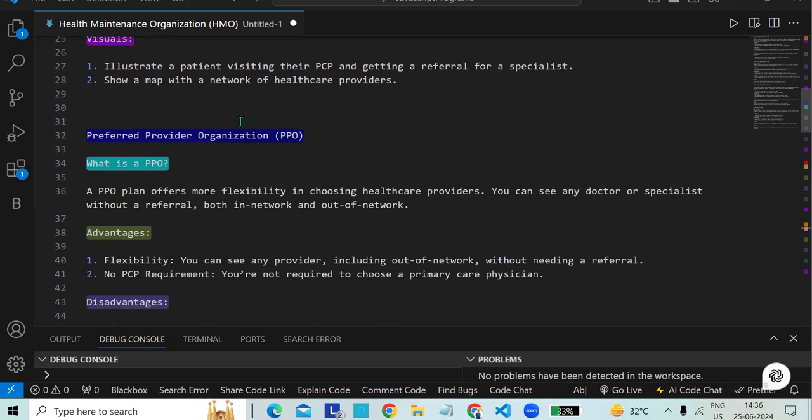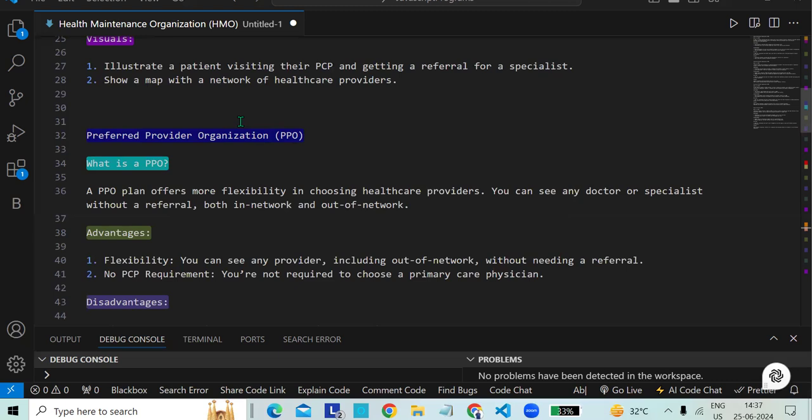I hope you understand. And the second one is the preferred provider organization plan, the PPO plan. So what is a PPO plan? A PPO plan offers more flexibility in choosing healthcare providers. For example, when insurance companies give the list of providers and the patient takes this PPO plan, the patient has the benefit of choosing the healthcare providers. He can choose, I want this provider, or I want this list of providers.